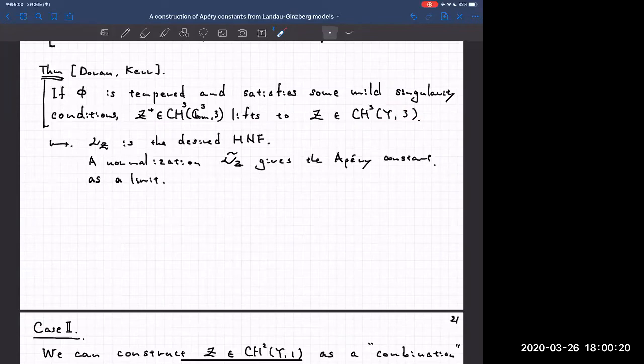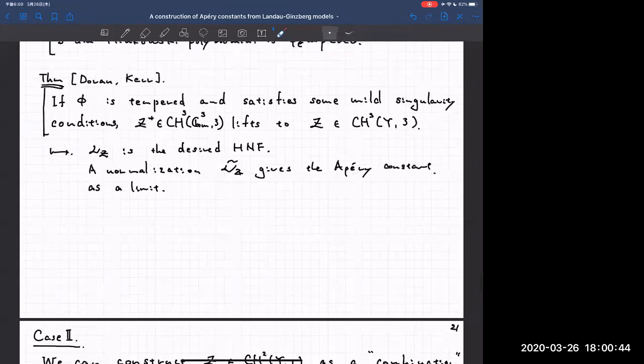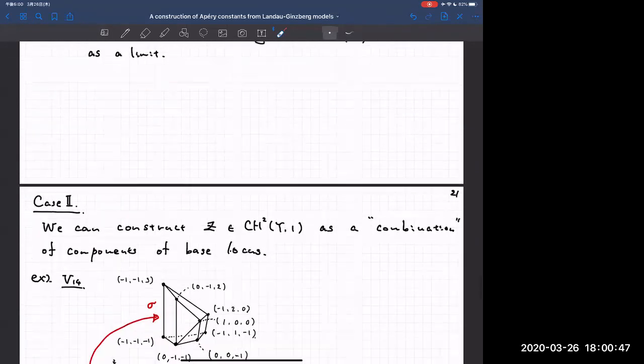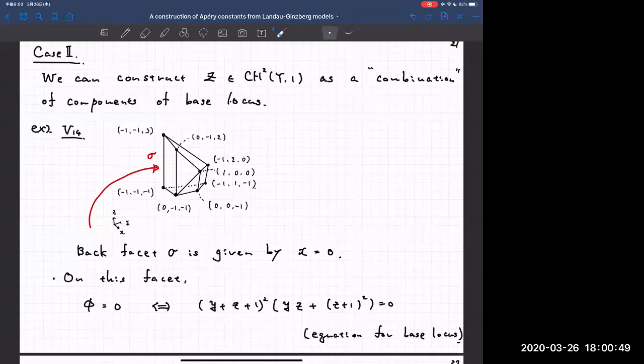Okay. So by using this cycle, we obtain a higher normal function by considering the Abel-Jacobi map. And this is a desired higher normal function. And we also need a normalization process a little bit, and I will explain later. And after this normalization, finally we obtain exactly the Apéry constant as a limit, which coincides with Golyshev's result. So this is a construction for the case one. And the construction for the case two is a little bit different, but again, we need to use a natural toric information of the Landau-Ginzburg model.